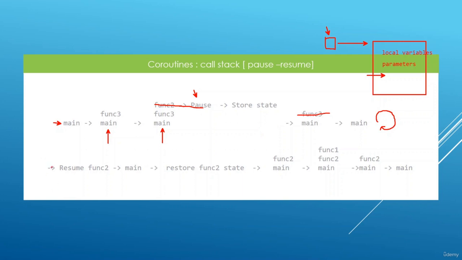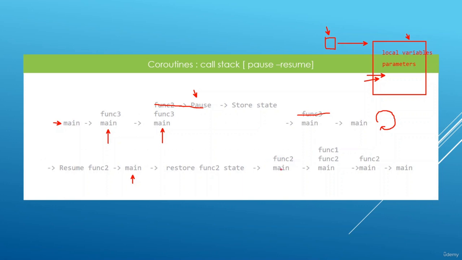So suppose that this function is resumed somehow. So we will resume func2. We will come to the main function, which has only the main function on the call stack. And then we're going to restore the func2 state. And we will use our handle here to resume this function. And it is going to come back to this point where it was resumed, and we will execute whatever is after this point here.